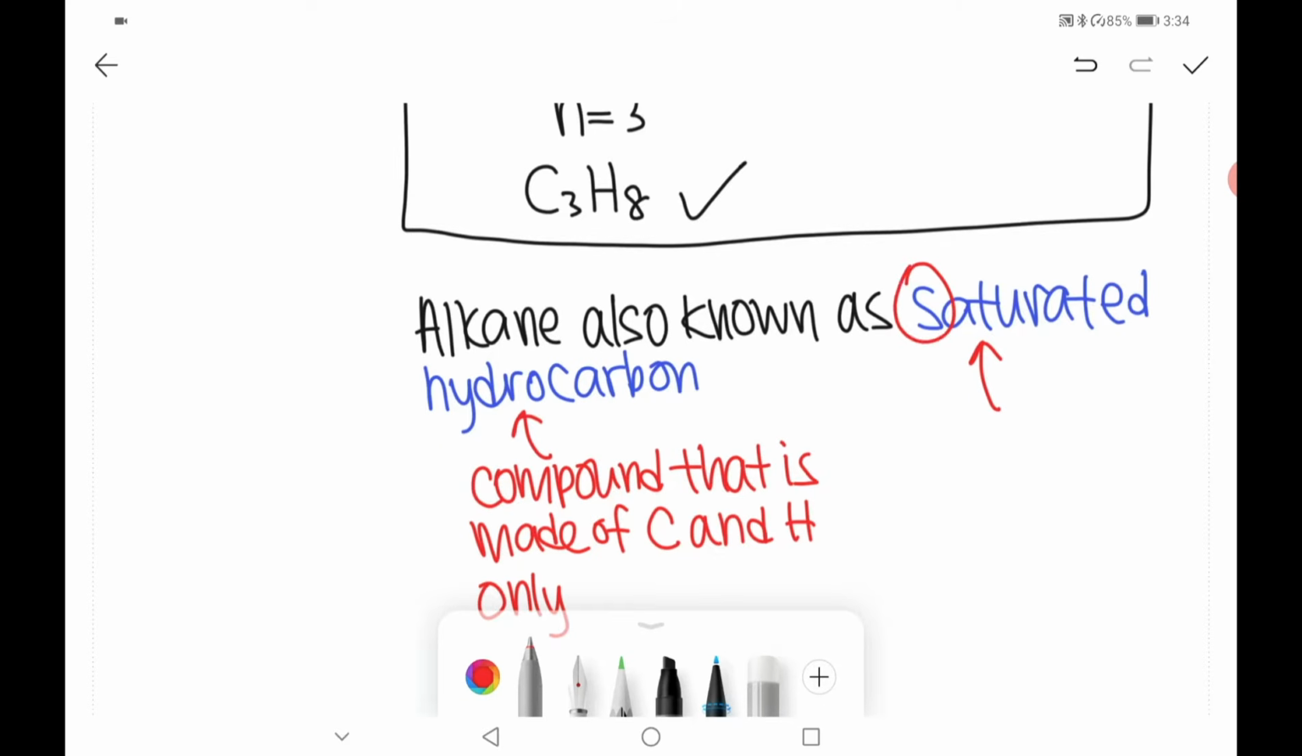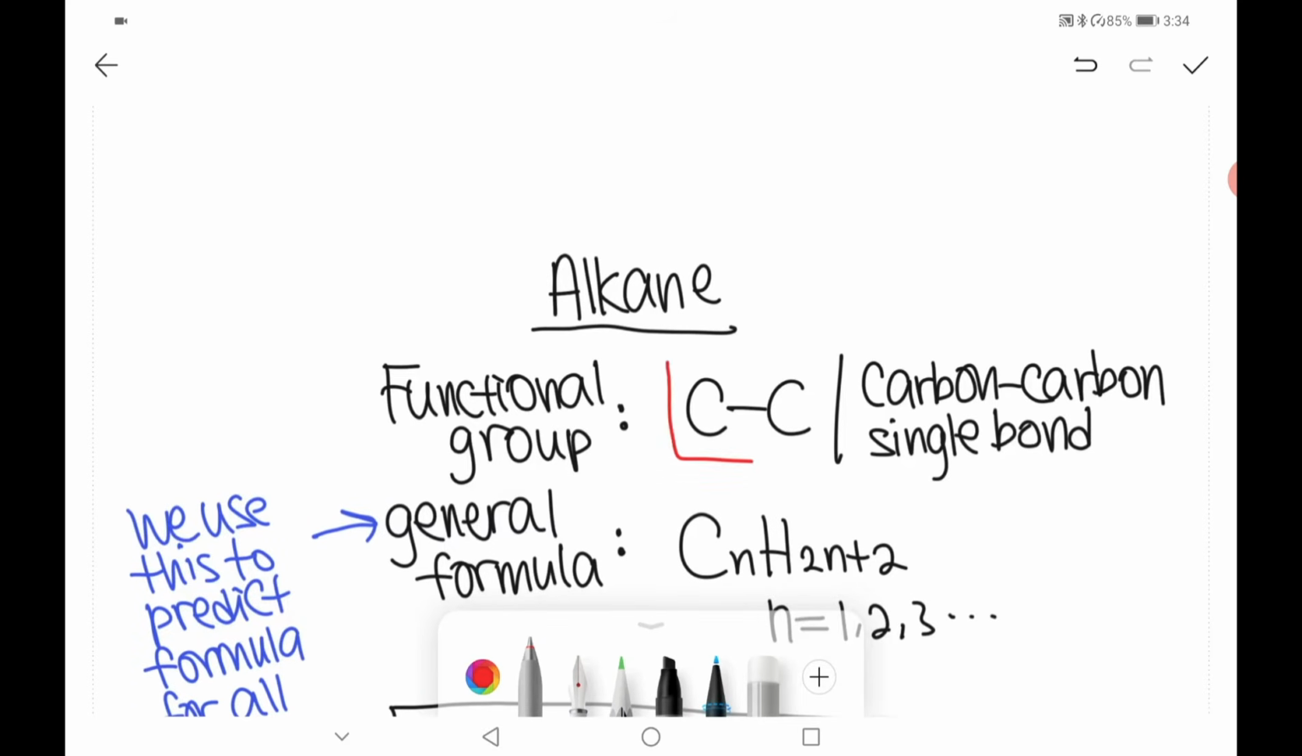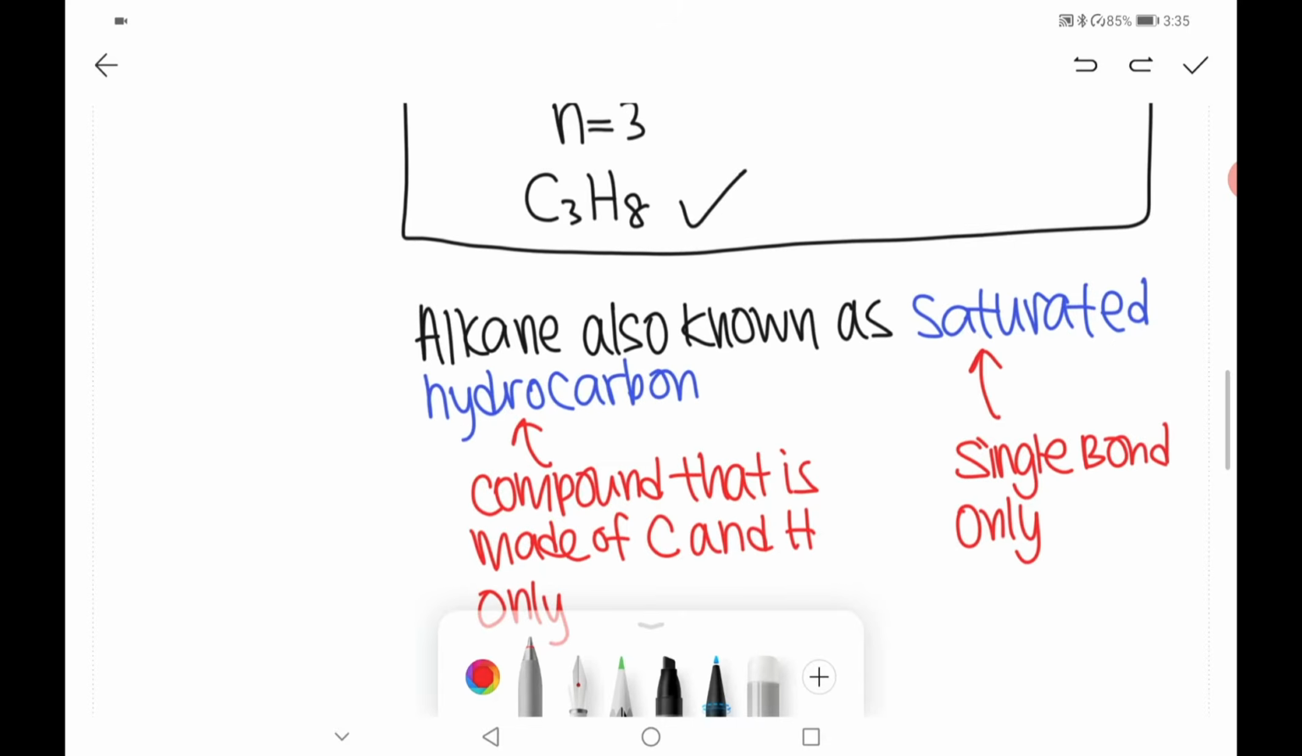The word saturated, we learned this in the first lesson as well. The S here stands for single, so single bond only. You don't have double bonds or triple bonds. Alkane only has single bonds, because the functional group of alkane is the carbon-carbon single bond. When you only have single bonds, it is saturated. When you have double or triple bonds, you call it unsaturated.